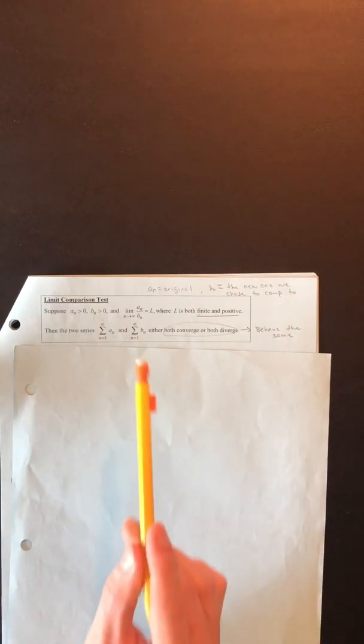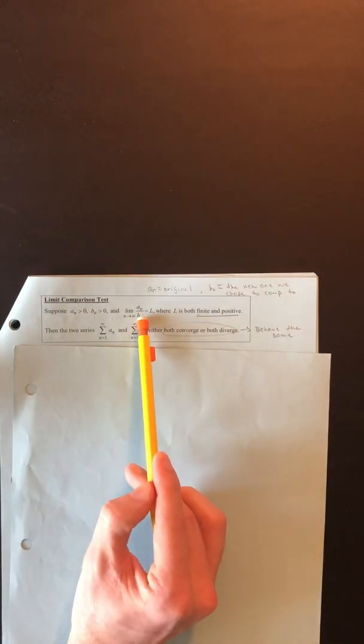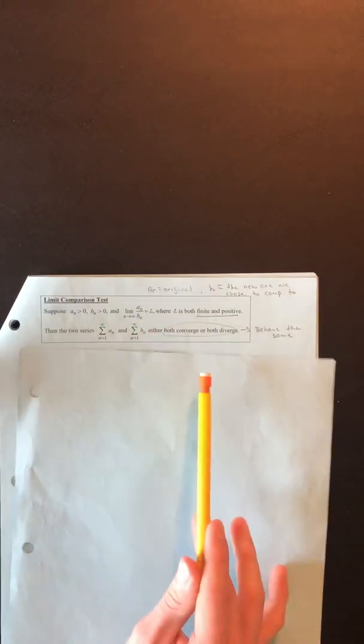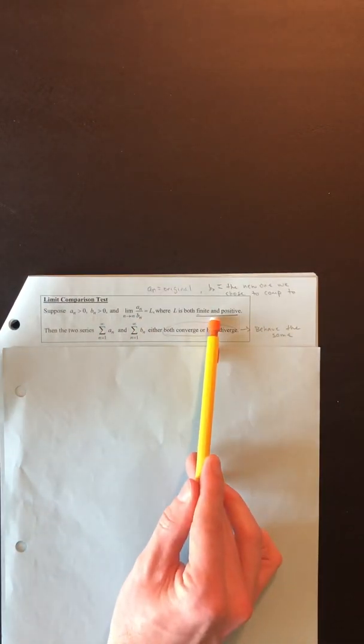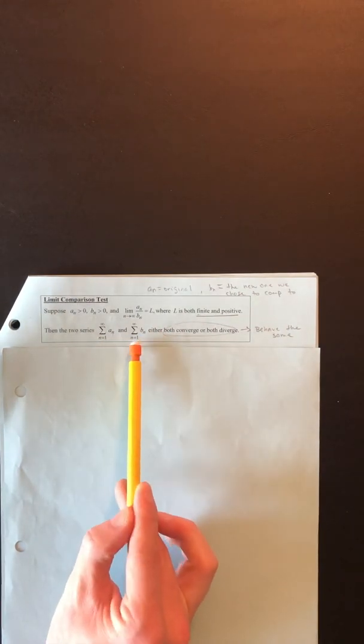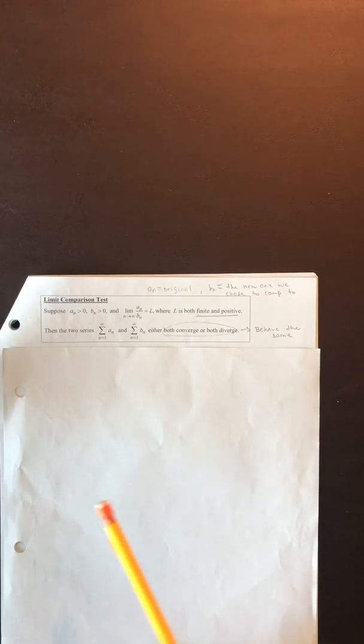So the limit comparison test: I take the original, divide it by the one I choose to compare it to. I take the limit as n goes towards infinity. If that limit value ends up being finite and positive, then those two series, the original and the one you chose to compare it to, are going to do the same.